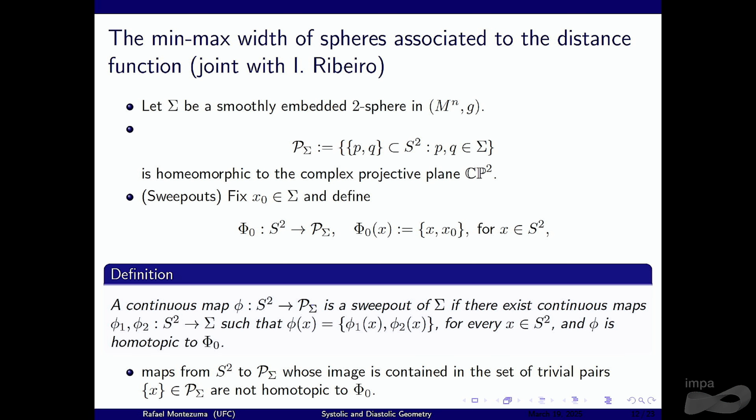And we can show that the sweep-outs that we define are not homotopic to a trivial map, a map that associates to each point on S2 a trivial pair.